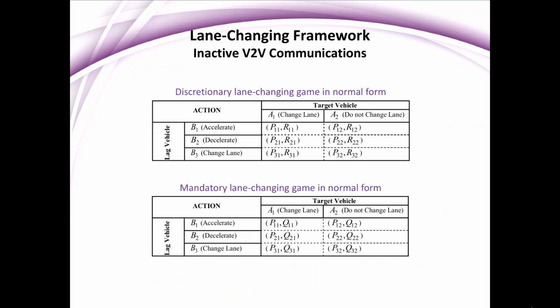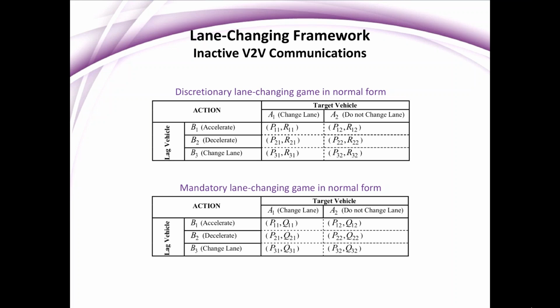So we talked about how we have two games. If it is a discretionary lane changing, you have the game on the top. And if it is mandatory lane changing, it is the game on the bottom. And the payoff functions will be different for different games because, for instance, if it is a mandatory lane changing, the target vehicle has to change lane. This means that it might even force a lane change because he or she doesn't have any other option. But that means that the payoff function will be different from the case that the driver is doing this just to get into a higher speed.